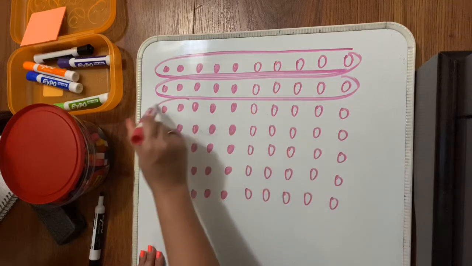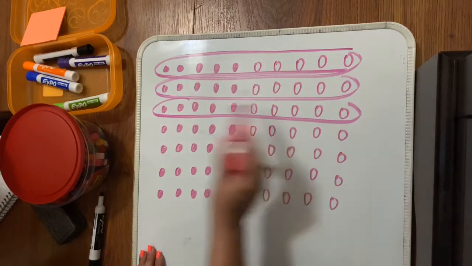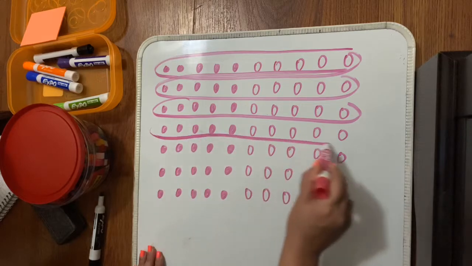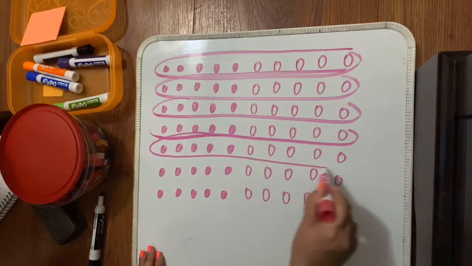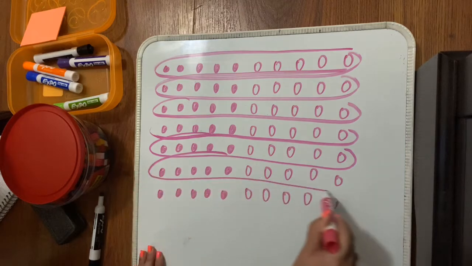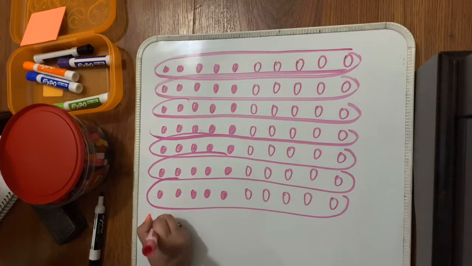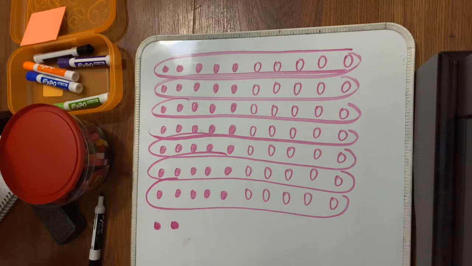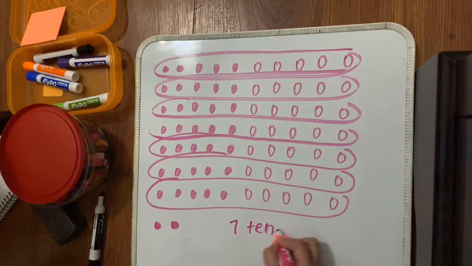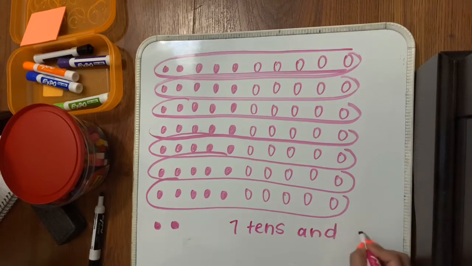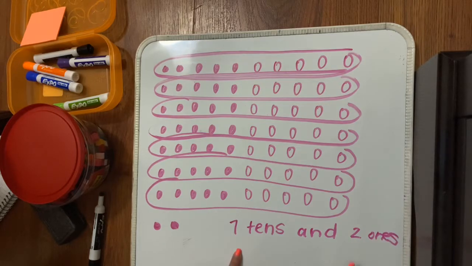2 groups. So I have 1 10, 2 10s, 3 10s, 4 10s, 5 10s, 6 10s, and 7 10s. Now, if I added some extra little dots down here, do I still have 7 10s? Yes, I still have 7 10s, but now I also have some 1s added. So now I have 7 10s and 2 1s, which is the same as 72.